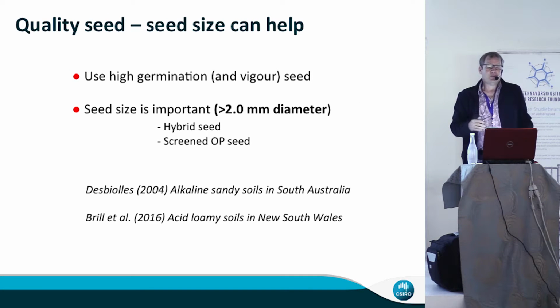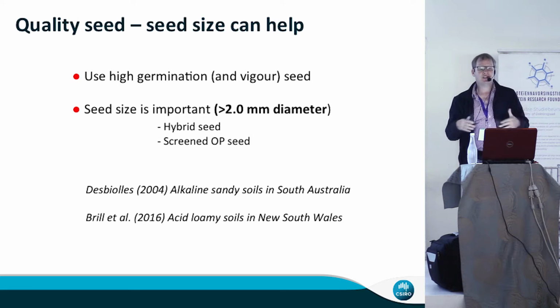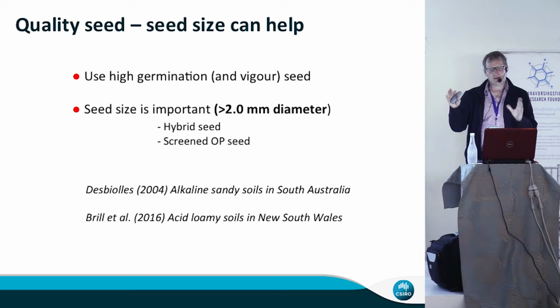So just to show you a bit about quality seed: when I'm talking about quality seed, it's not only the germination percentage, but for establishment, the seed size seems to be the most important thing. Whether it's a hybrid or an OP, it appeared to be size that was the main thing. Hybrid seed just happens to be generally bigger than OP seed, and it seemed to be the seed size rather than the hybridity that was driving things. So several studies have suggested that if you can screen your seed, or your seed is greater than 2 millimetres in diameter on average, that seems to be the critical point at which most successful establishment occurs.